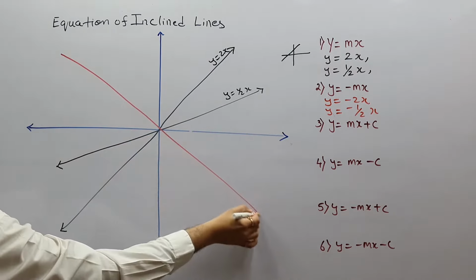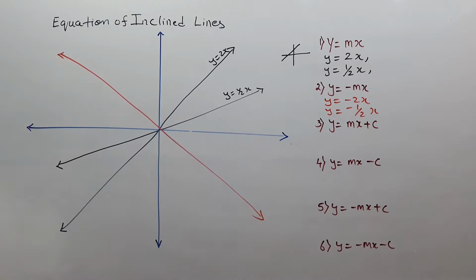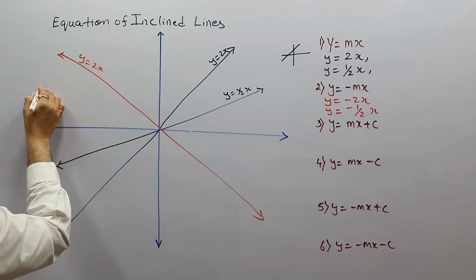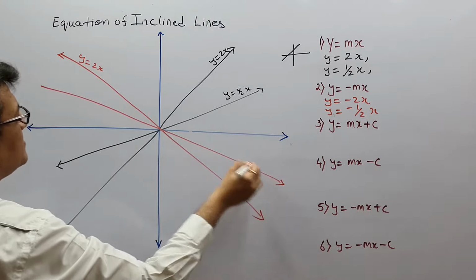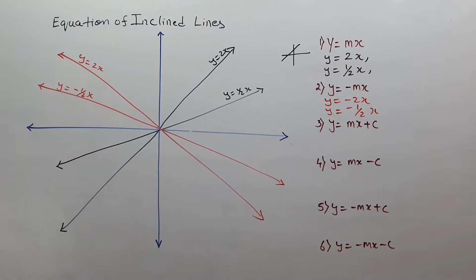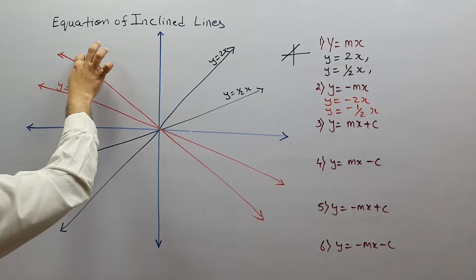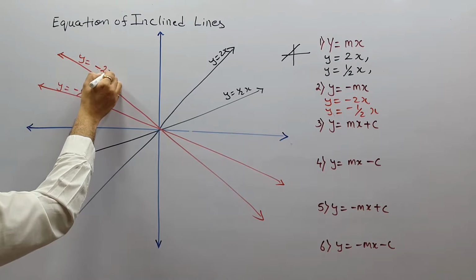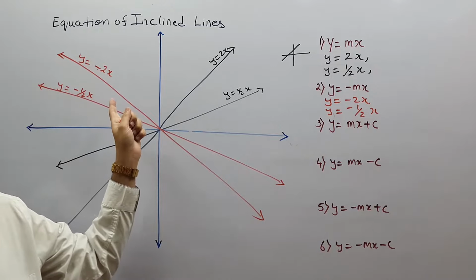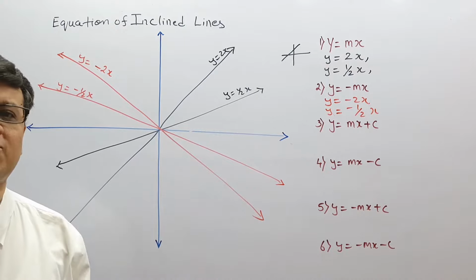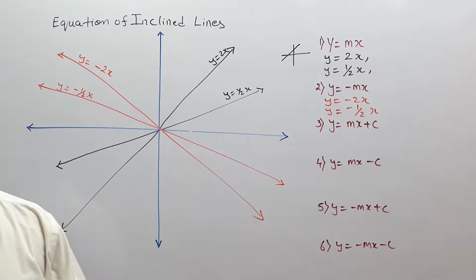Again, the concept remains the same. The inclination will differ. Say if this is y equals 2x, then maybe y equals minus half x will have some other inclination. But y equals minus 2x, y equals minus half x, that is y equals minus mx, has to pass through the origin, and that too from the second quadrant to the fourth quadrant.